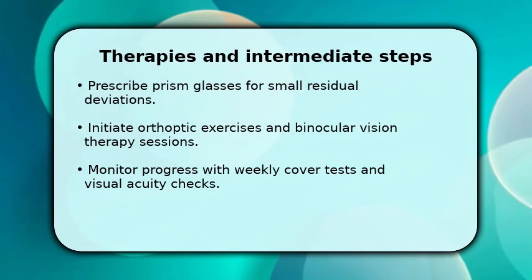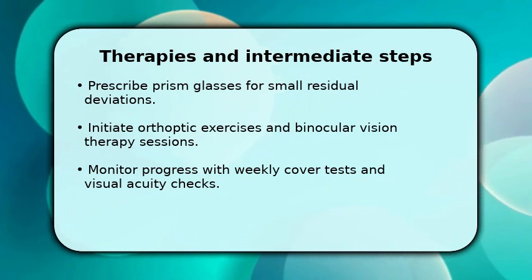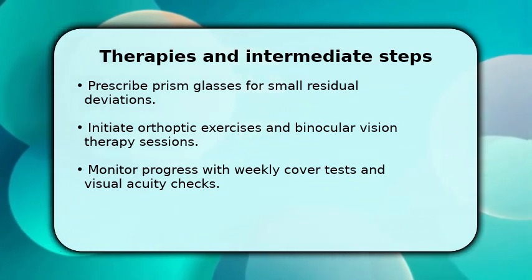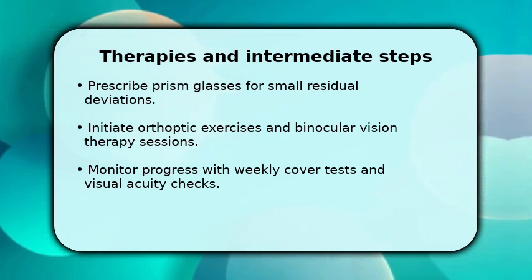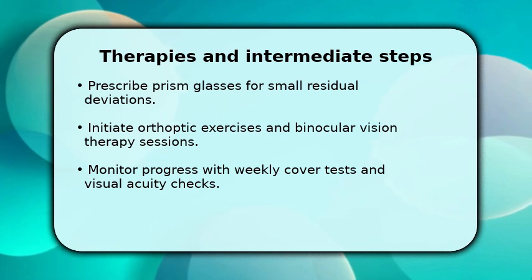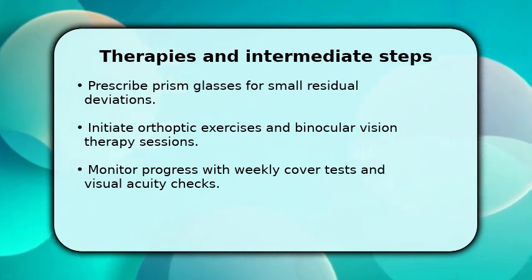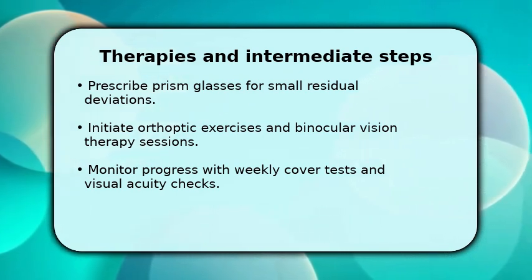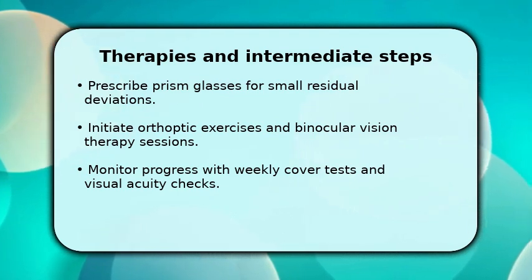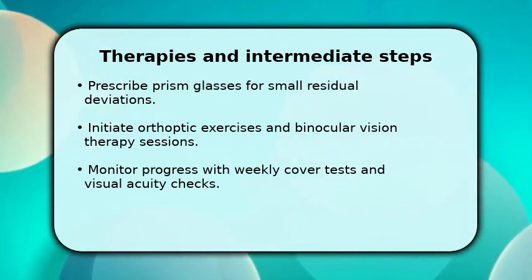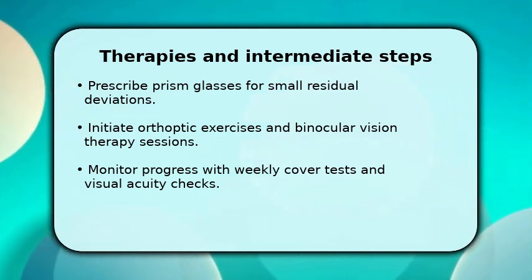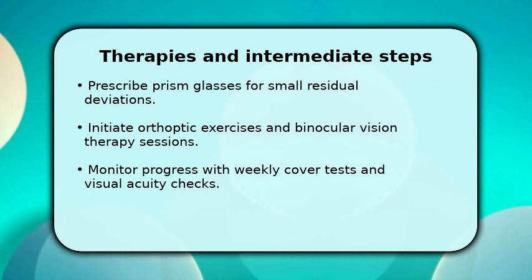Use prisms for symptomatic small angles and start orthoptic exercises to strengthen fusional ranges. Make sure to combine in-office vision therapy with daily home exercises, including convergence and tracking drills, to retrain ocular motor control. If control remains poor after consistent therapy and correction, consider discussing surgical options. Throughout this period, track angle changes and visual acuity weekly, so decisions are based on measurable improvement.